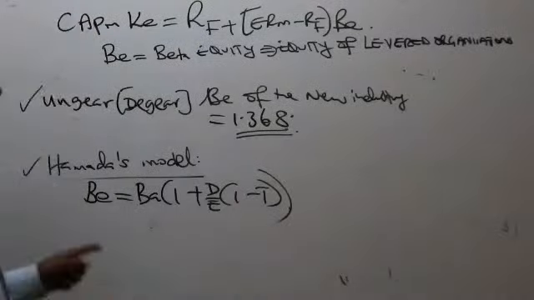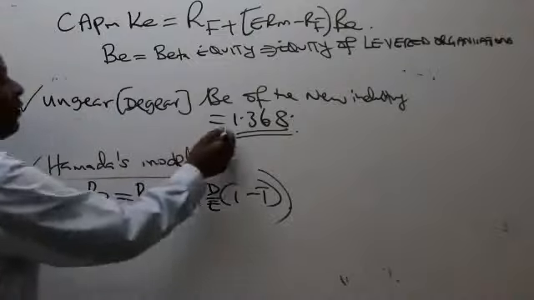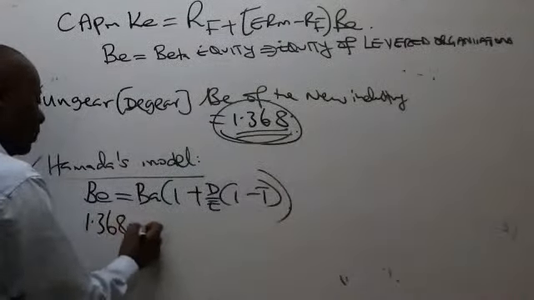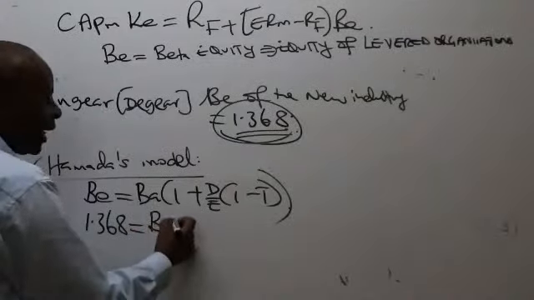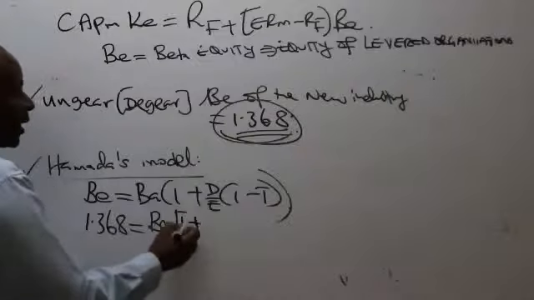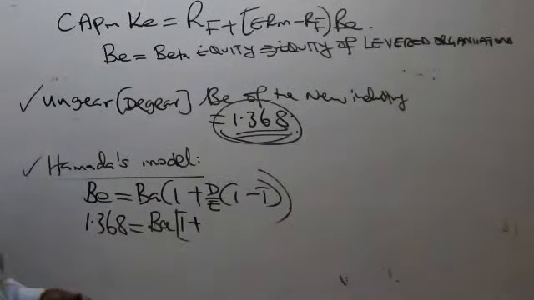So please don't confuse this: 1.368 is beta equity. We are looking for beta assets of the industry, the ungeared beta, which will be 1 plus the debt to equity ratio for the industry. Is there anybody who is able to see that figure?